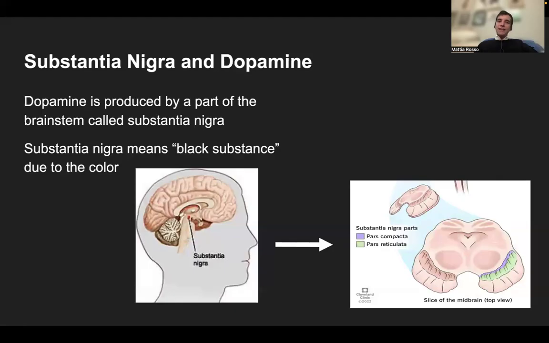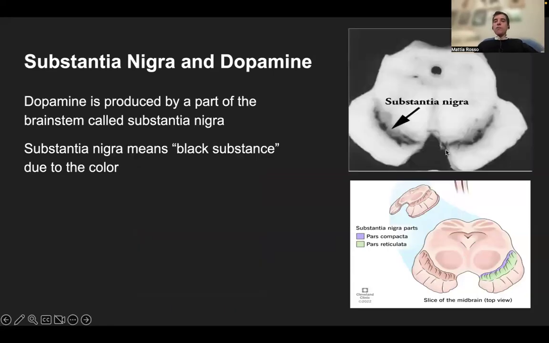Dopamine, you may have heard, is the neurotransmitter that's driving motivation. And dopamine comes from an area of your brainstem, which is right here. It's called the substantia nigra, known as the black substance. This is where dopamine is housed, and this is also where the pathology of Parkinson's disease comes from. Again, dopamine is produced right here in this area of the brainstem called the black substance because it looks dark, as you can see.